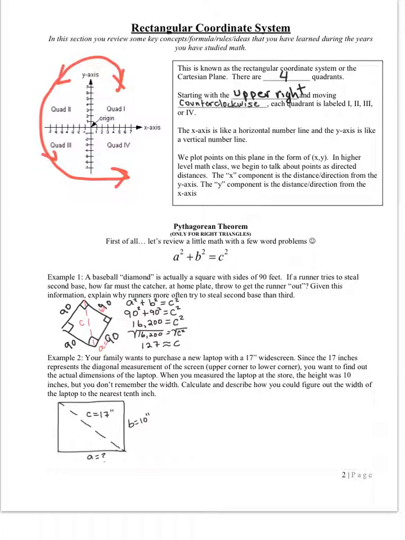We're going to use this diagram to help us calculate and describe how we can figure out the width of the laptop to the nearest 1/10 of an inch. Since the diagonal, the measurement of the widescreen, is 17 inches, we're going to use that number as our c. We're going to use the 10-inch height as our b value, and we need to solve for a. So we're going to use the Pythagorean theorem, and we're going to solve for this side. How wide is the widescreen?